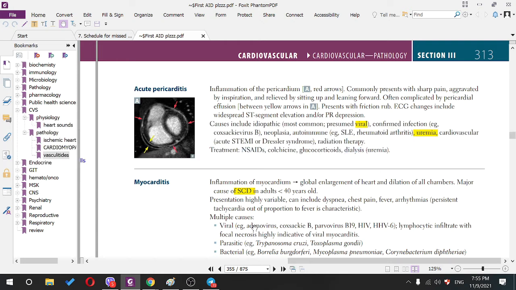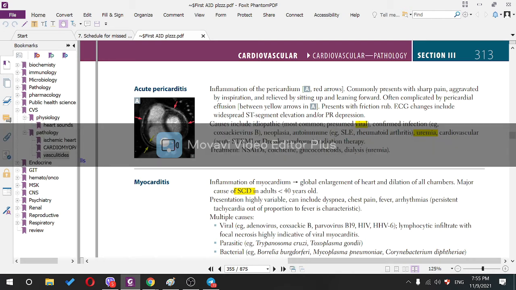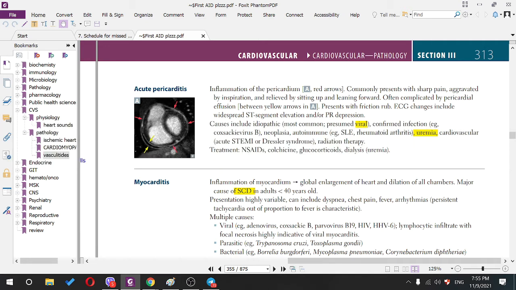Exactly. So how will the scenario be? They will give you a patient with a really high creatinine level, like 3 or 4. And then tell you that he has this friction rub and on inspiration he feels bad, when he leans forward he feels better, and you need to think about what? Acute pericarditis due to uremia. They ask you what is the treatment, it's dialysis.